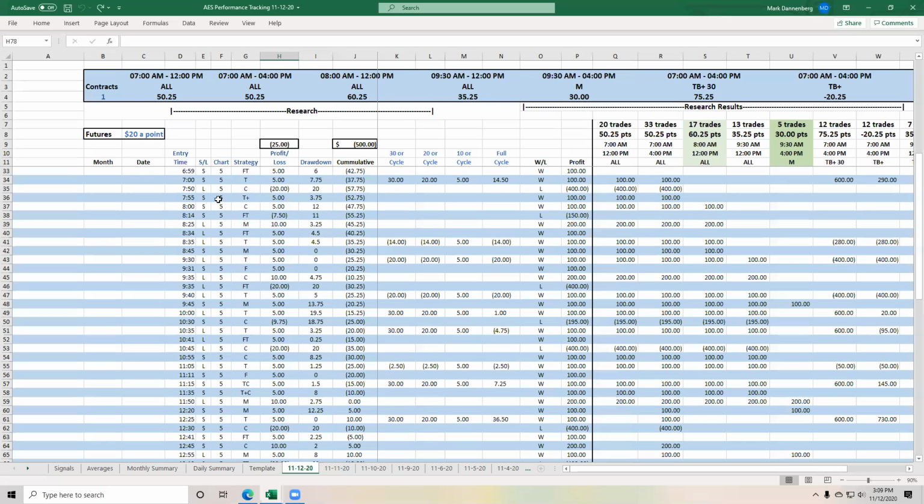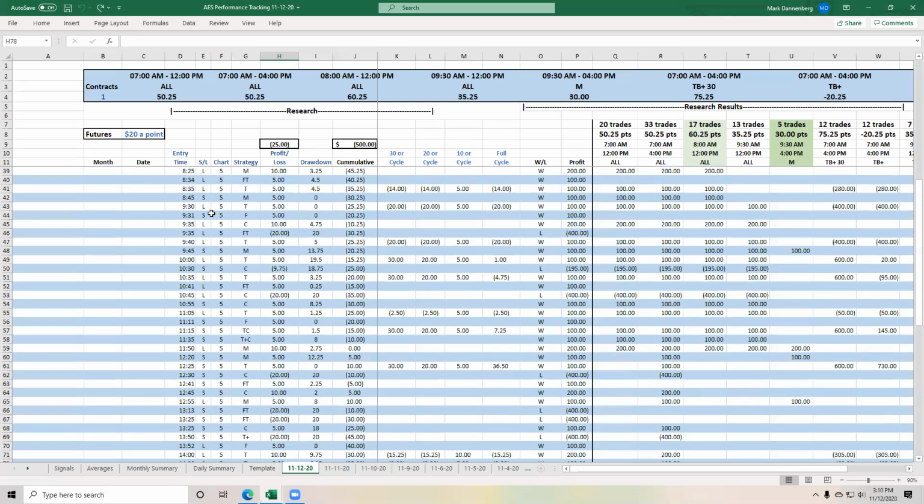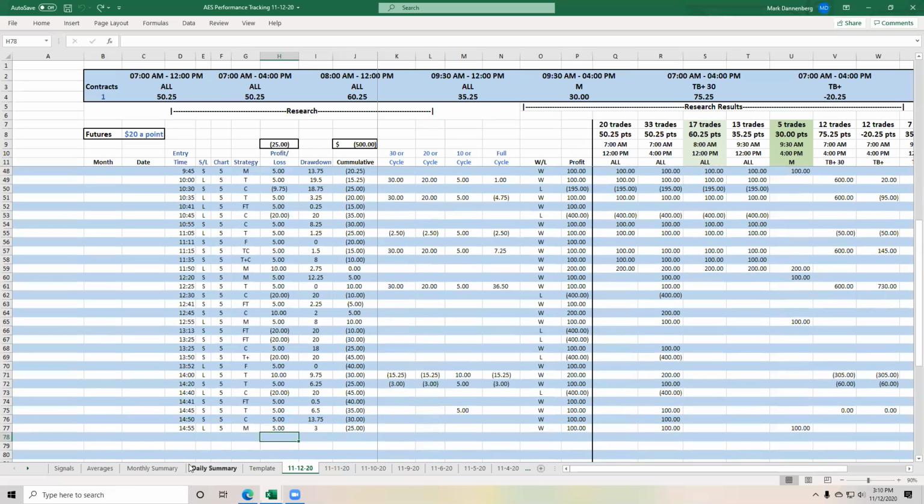So I'm going to just scroll down here because I have people here in our community who want to be able to see the detail. So 7 a.m. was our first trade, and 14:55 was our last trade of today. Now we made a decision to close out and discontinue trading just simply based on the overall performance for the day.